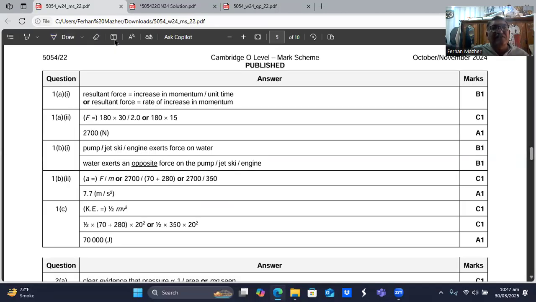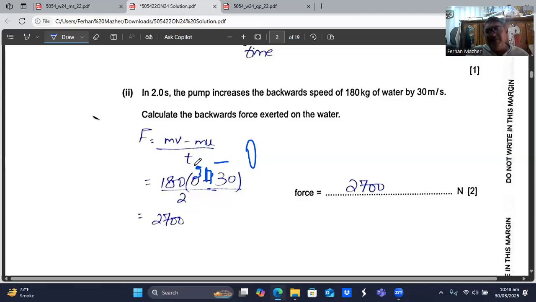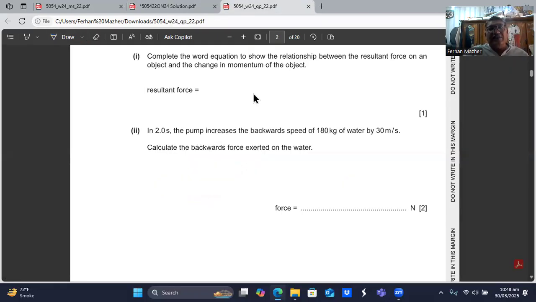So it's 2700 newtons. The final velocity of the water is 30 minus the initial velocity 0, and the whole thing divided by 2. So 180 multiplied by 30 and then divided by 2 will give you 2700 newtons. I hope you understand this mistake she made. Okay, so let's go to the next part.